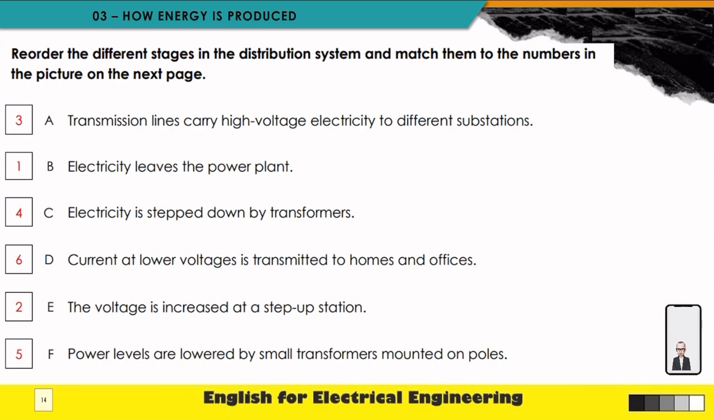So electricity leaves the power plant, number 1. Number 2 is the voltage is increased at a step-up station. Number 3, transmission lines carry high voltage electricity. Number 4, electricity is stepped down by transformers. 5, power levels lowered by small transformers. 6. Current at lower voltages is transmitted to homes and offices. Right.